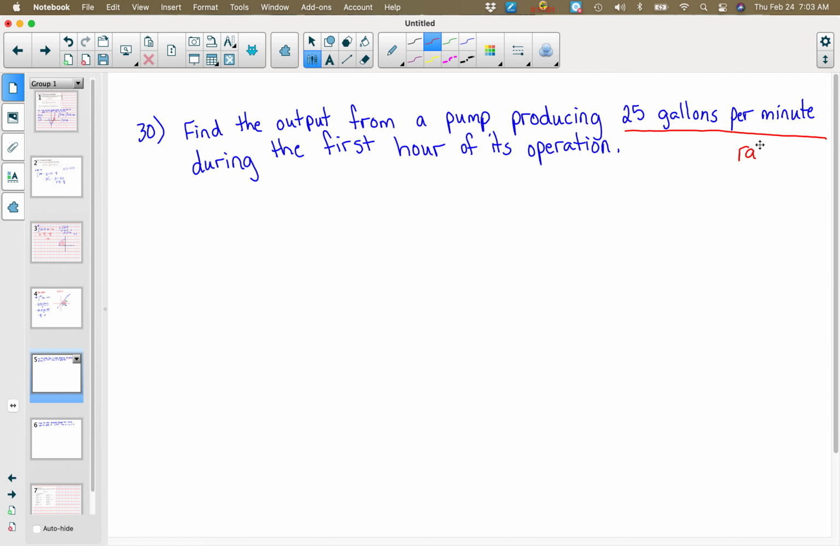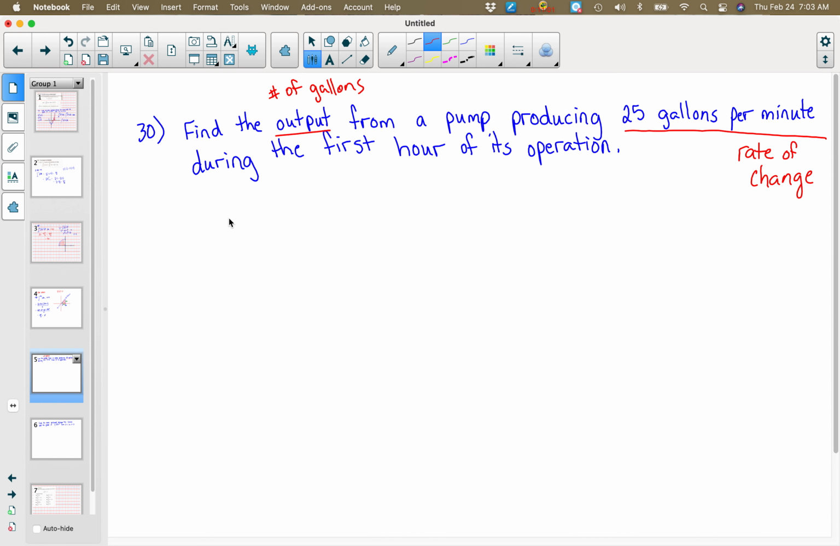And this is a rate. This is a rate of change, which means we can consider this as though it's like the derivative. And so we want to find the output, so we want to find the number of gallons. Okay, so if you know the gallons per minute and you want to know the number of gallons, then that means we need to integrate. Because think about if we knew gallons and wanted gallons per minute, we would be doing the derivative. It would be the other way around.